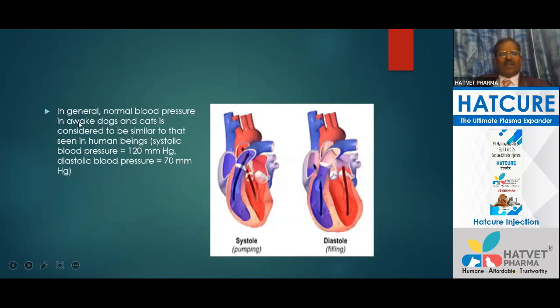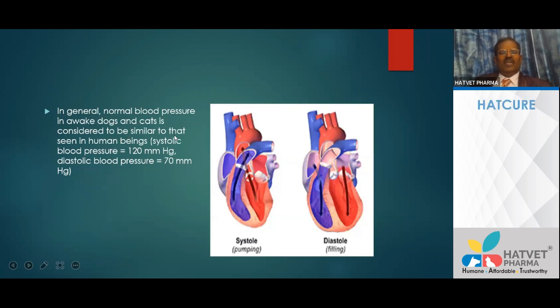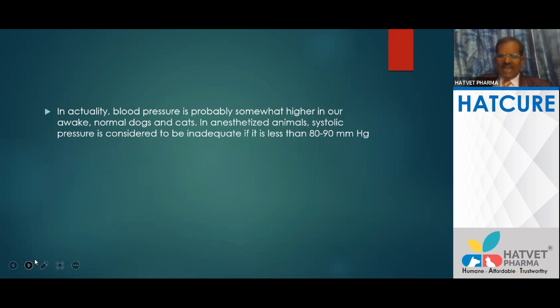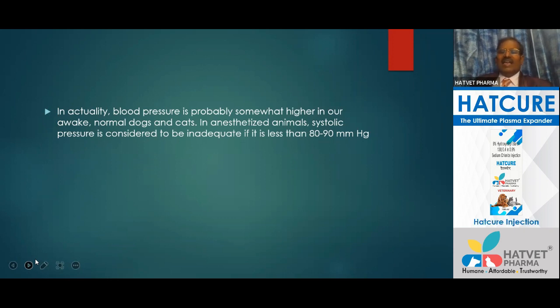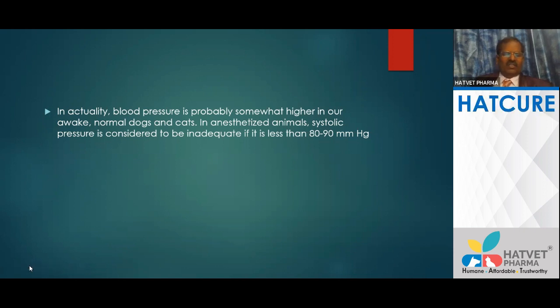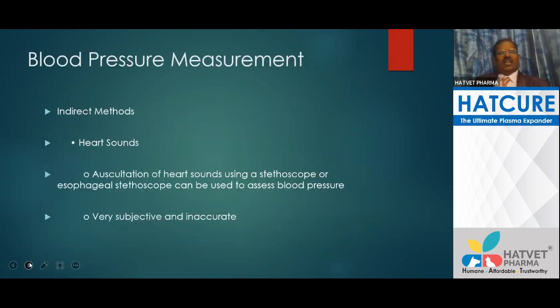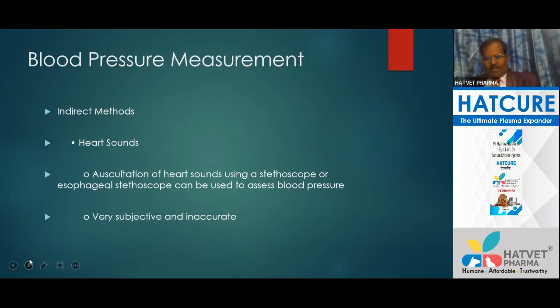In general, normal blood pressure in awake dogs and cats is considered to be similar to that seen in human beings: systolic blood pressure 120 mmHg, diastolic blood pressure 70 mmHg. Actually, blood pressure is probably somewhat higher in our awake, normal dogs and cats. In an anesthetized animal, systolic pressure is considered inadequate if it is less than 80 to 90 mmHg. Mean blood pressure lower than 60 to 70 mmHg is considered inadequate in anesthetized small animal patients. So that has to be addressed on time. Blood pressure measurement is an important measurement.